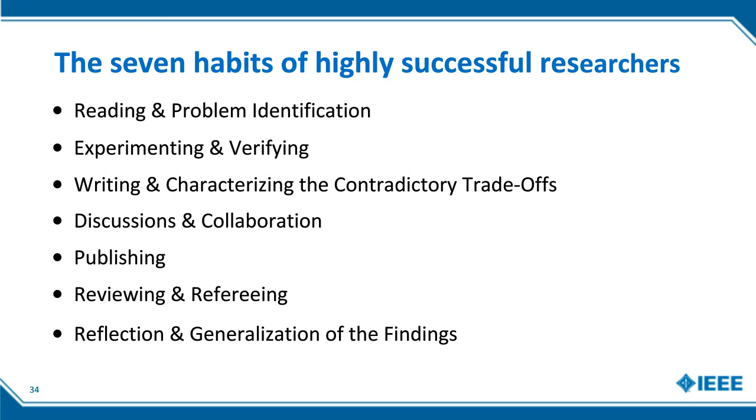So publishing and getting involved in reviewing and refereeing is part of it, because you have to look at it from the other side as well. And the moment you submit a paper for publication, you really owe 3 to 5 reviews to the system. So ultimately, it's our duty to facilitate that process. Reflection and generalization of the findings, that leads to the next paper.